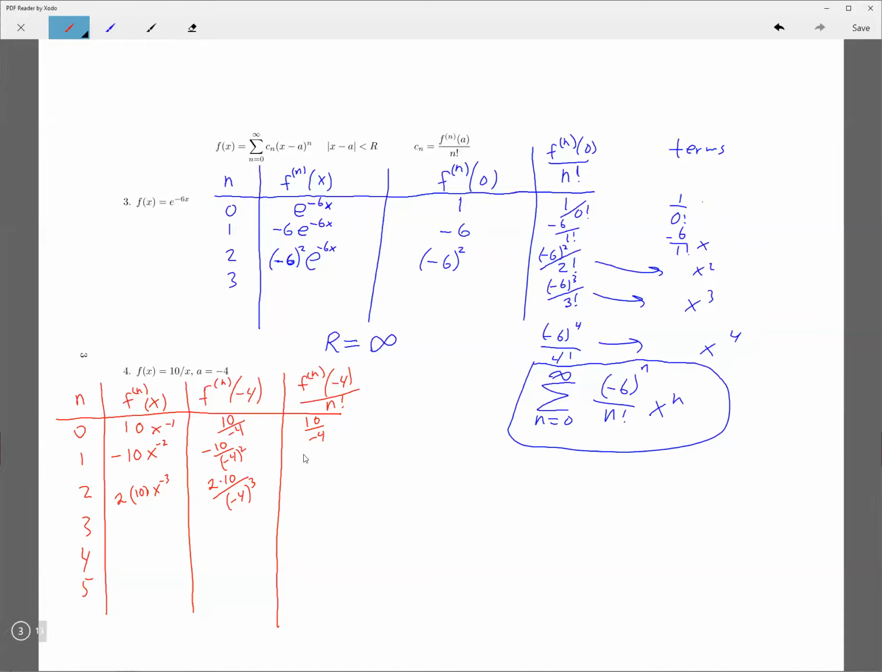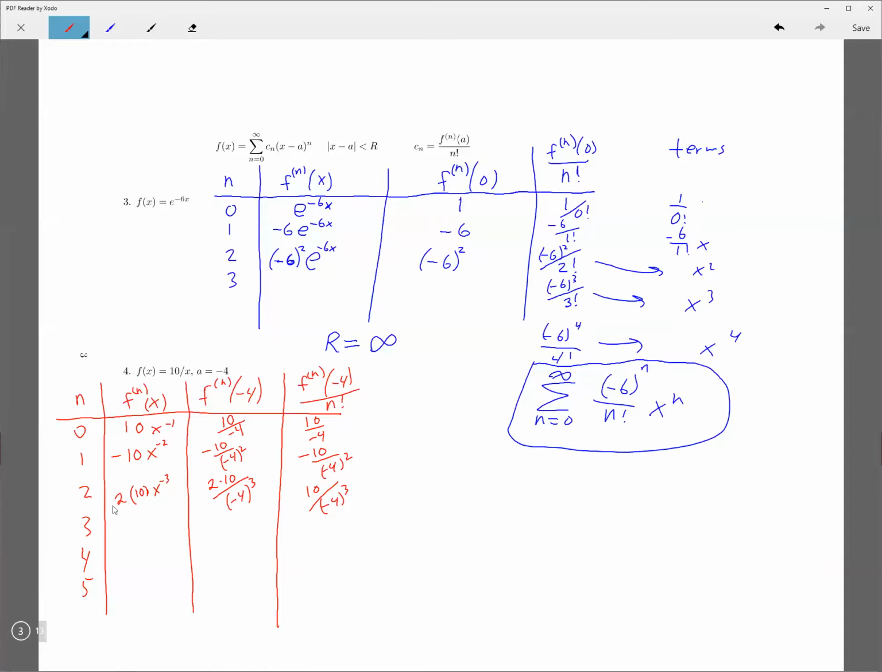So let me see here. Here you divide by 1 factorial, which doesn't do anything. Negative 10 over negative 4 squared. And here you're dividing by 2 factorial, which will just take that 2 out. So let's just take that 2 out, and you get that.